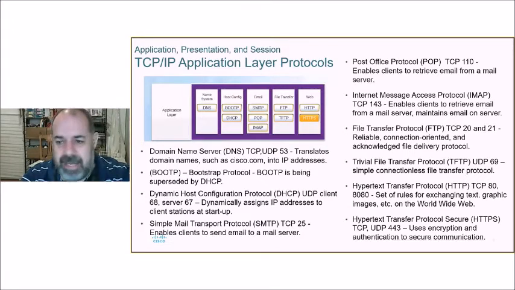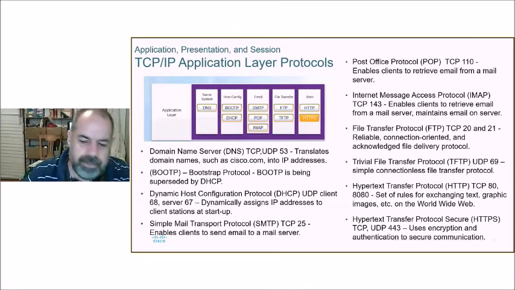SMTP is how you send emails, and then POP and IMAP are alternate ways that you can receive emails. Then there's File Transfer Protocol, which is a reliable way of sending data or files across the internet. There's Trivial File Transfer Protocol, which is a less reliable way of moving files. And then, of course, there's web servers, be they insecure on port 80, plain text, or encrypted, as in port 443.